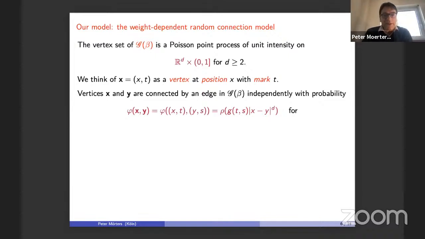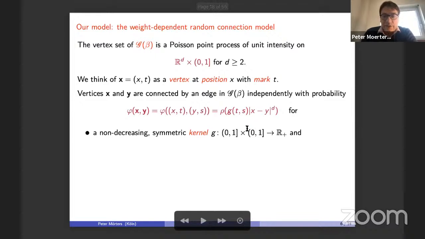These are the vertices. How do the edges come about? We connect two vertices x and y by an edge independently, given the positions and marks, with a probability which is a function rho. This is a decreasing function rho of, on the one hand, the two marks, and on the other hand, the distance. To make the formulations as dimension independent as possible, we raise the distance here to the power d.